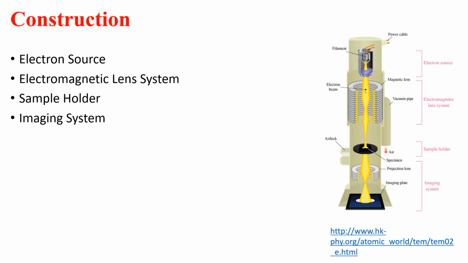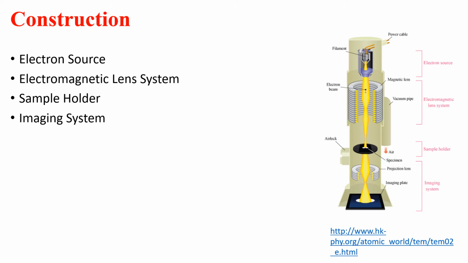Let's see its construction. You can see that it is divided into four levels. The first one is the electron source, which consists of an electron gun with a tungsten filament, used for emitting the electrons. Second, we can see an electromagnetic lens system, used for converting the beam to a particular width and again converging it into a focused beam.